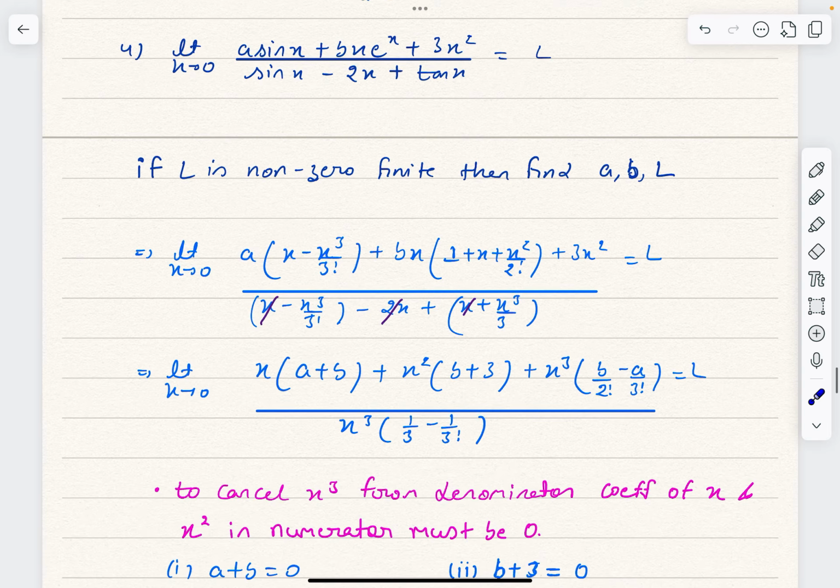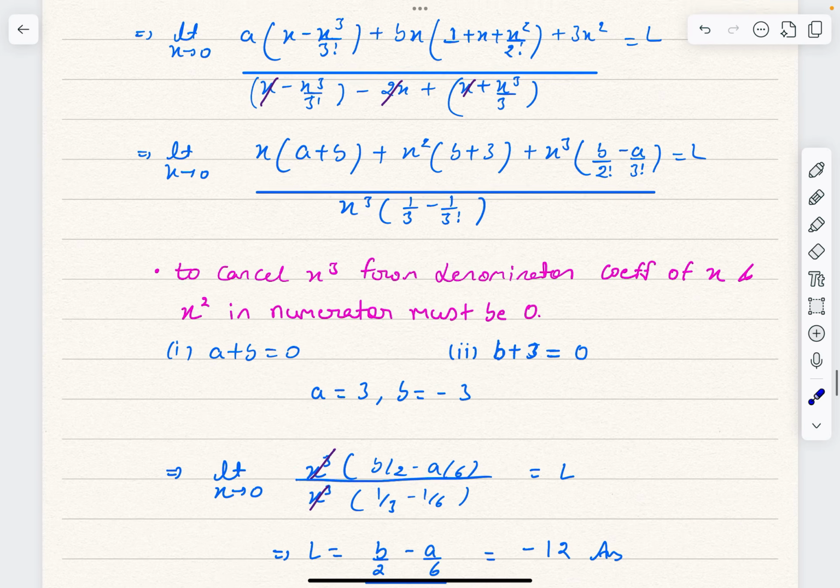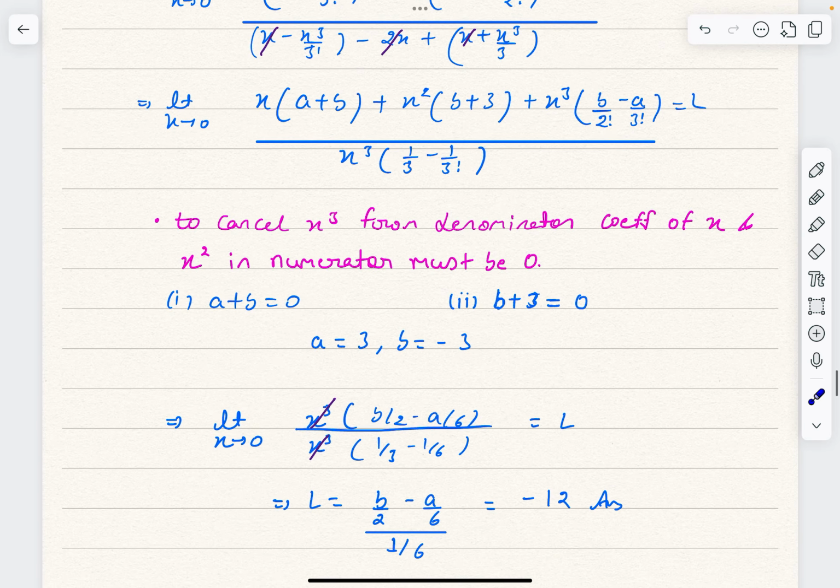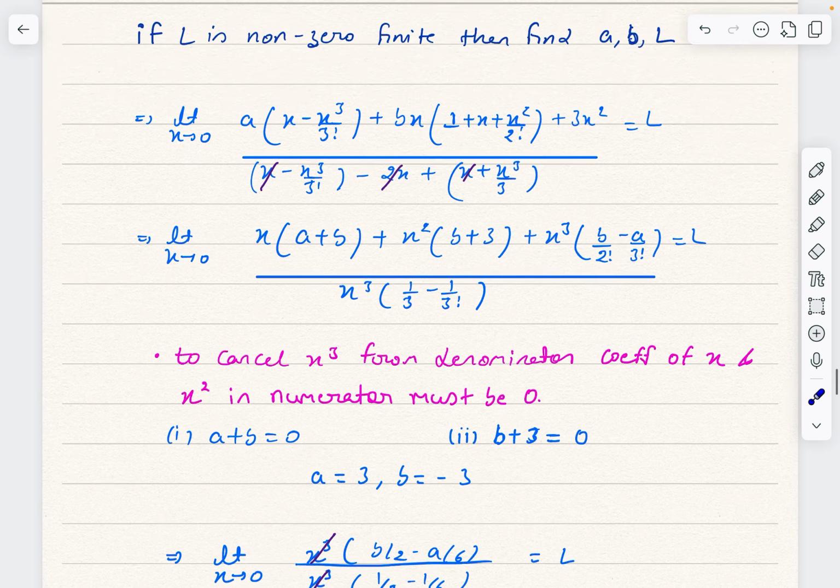The final answer, those who have solved, you can check here. The final answer is A is equal to 3, B is equal to minus 3, and L is equal to minus 12. If you have got this, you can go to the next problem. Otherwise, see the solution here.